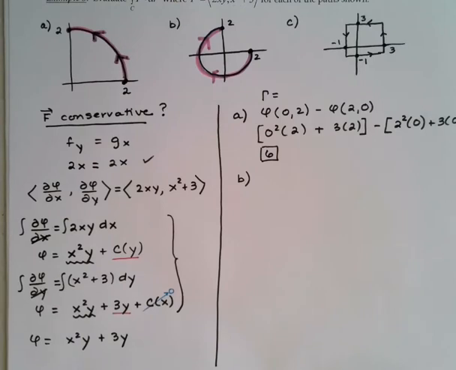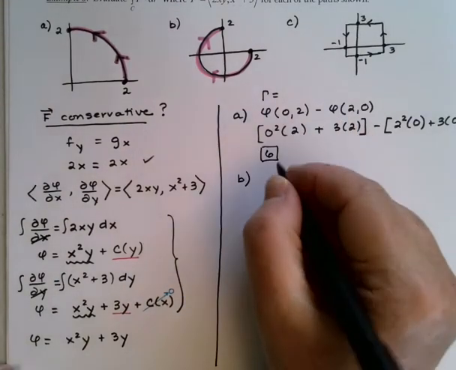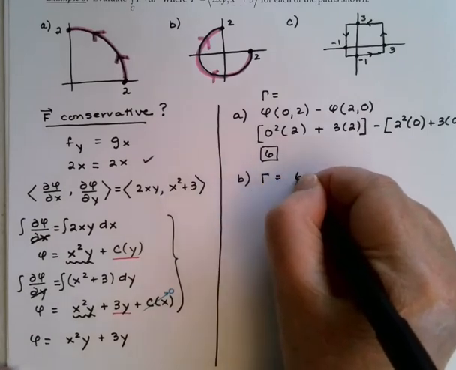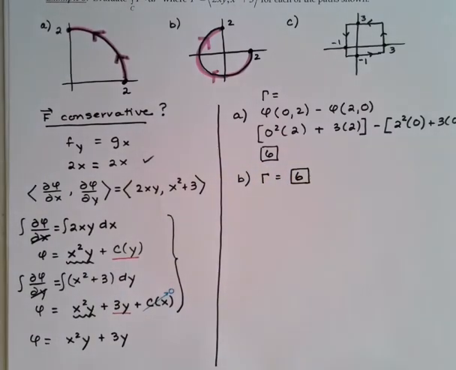Therefore, we have this path independence. I'd be setting this up exactly the same way. And the answer is just going to end up being 6 again. Don't really have to do any work for that.